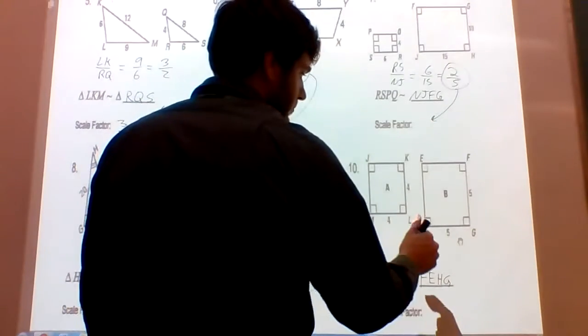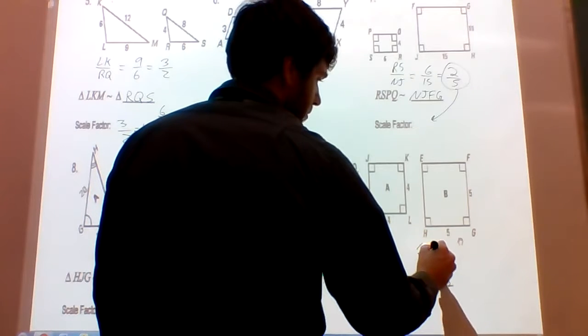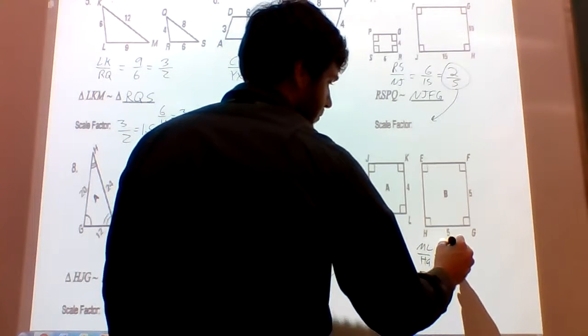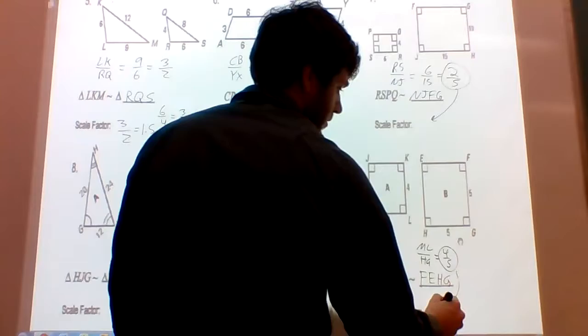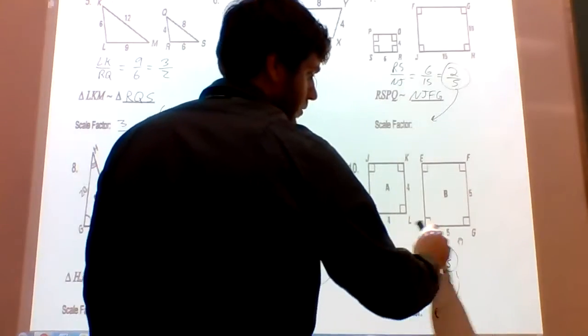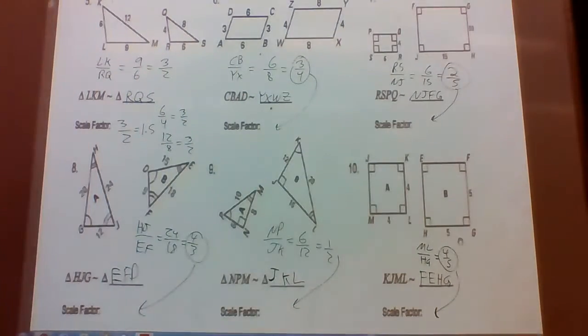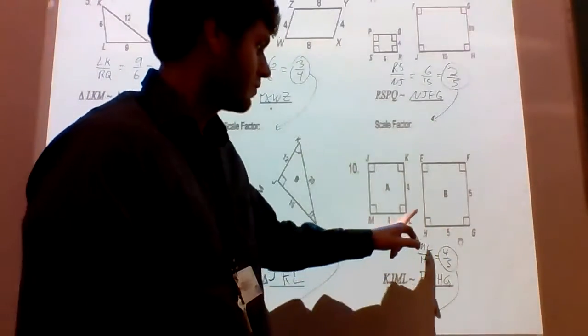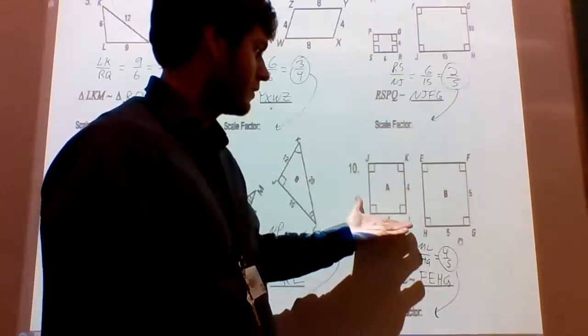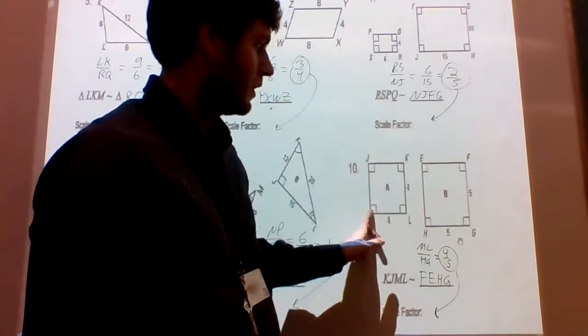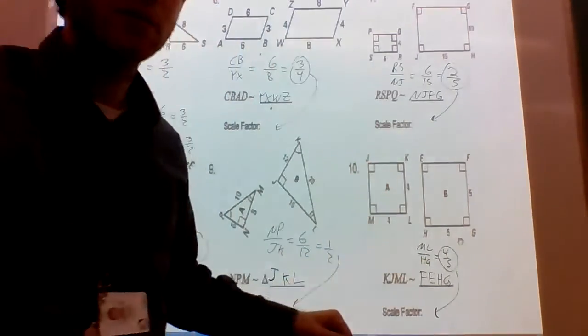So ML over HG is going to give us 4 over 5. Okay, 4/5, or we could also do 5 over 4. So this ends up being a square, because all the sides are going to be the same and the angles are all 90 degrees.